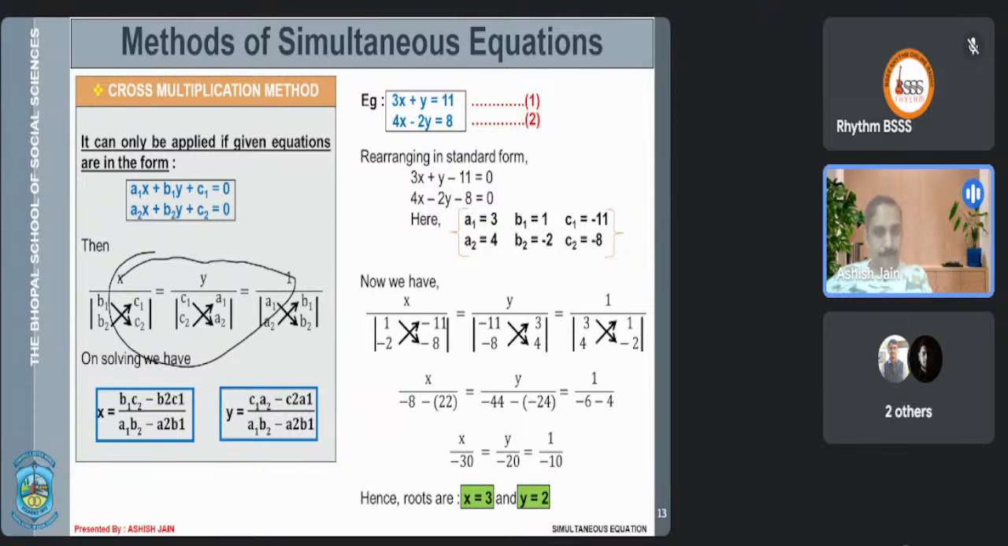Same answer. Clear? So this method is called cross multiplication method. And if a question comes, it will write that solve this equation using cross multiplication, then only you will use this method. Otherwise, we only prefer elimination method for solving the simultaneous equation. Clear? Okay.